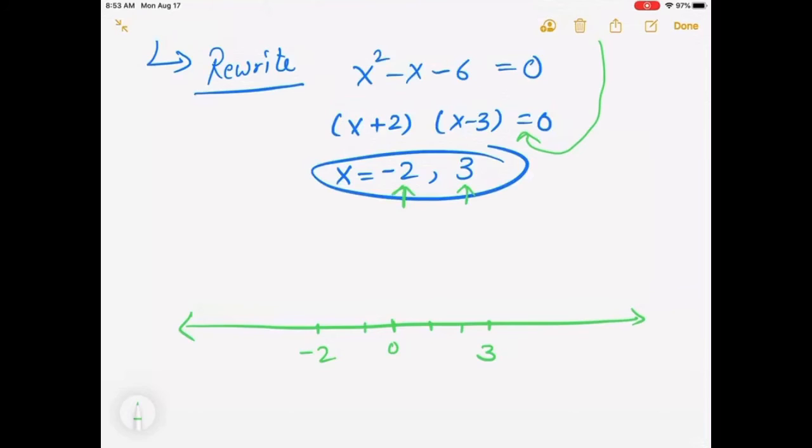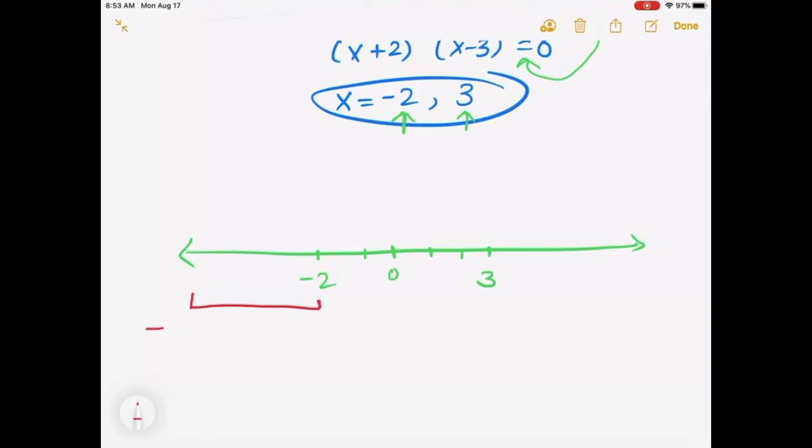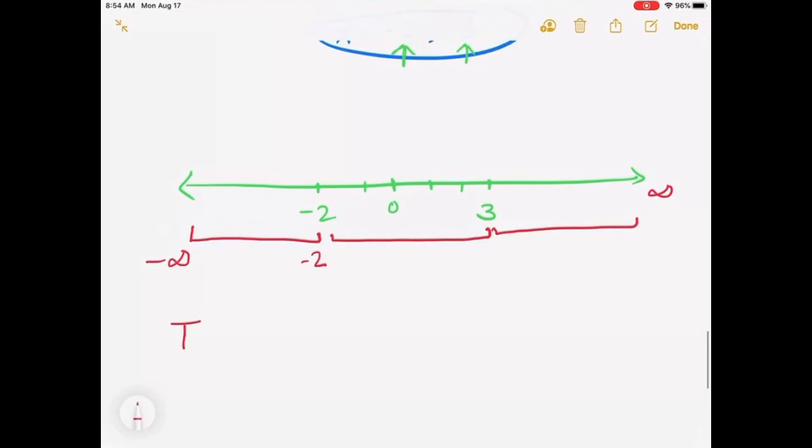Okay, now, if you look closely, basically I have 3 different sections on my number line. Something that goes from negative infinity to negative 2. Something that goes in between negative 2 and 3. And something that goes from 3 to positive infinity. I have 3 different sections on my number line, which are going to be my potential solutions for this problem. But which one is the right answer? That's what we need to check. This is where we take testing intervals.